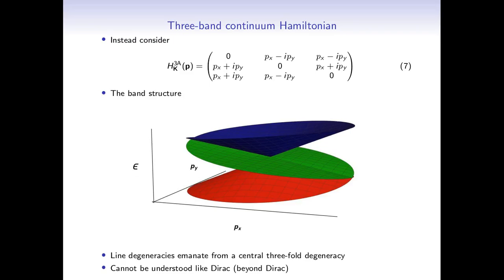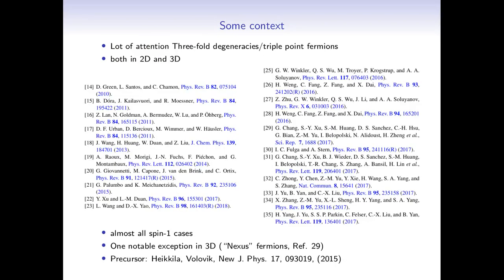As you can see, in this model the degeneracies are not only at the point, but there are line degeneracies coming out from that point. So there are always line degeneracies in this model. The question is what these line degeneracies mean and how we can understand them. Obviously we cannot draw a circle anymore, because these bands intersect, so there is no gapped state, and we cannot calculate a Berry phase.